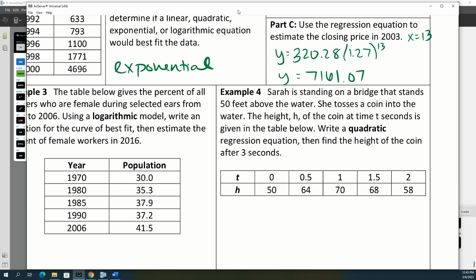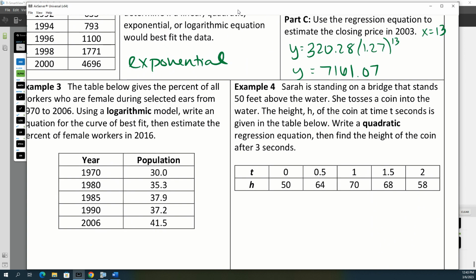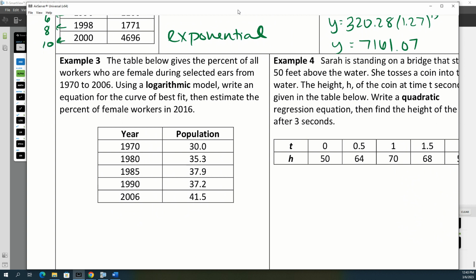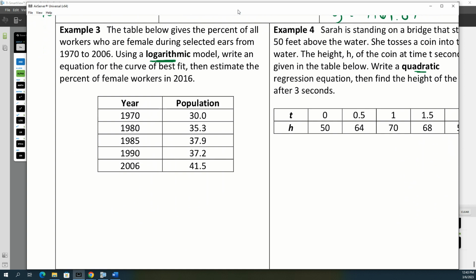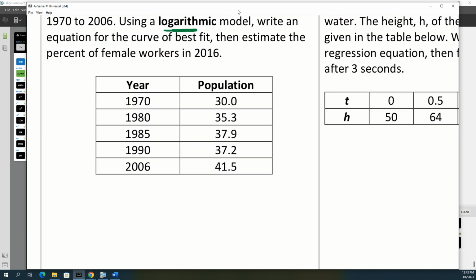Okay, we have a couple more that we're going to do. Now, for these we're not going to have to do the scatter plot. I made it bold so you can tell that this one we're going to do a logarithmic model, so we don't have to do the scatter plot. And then this one's going to be a quadratic, so we don't have to do the scatter plot. But we are going to always have to put in the data. You have to always put in the data.